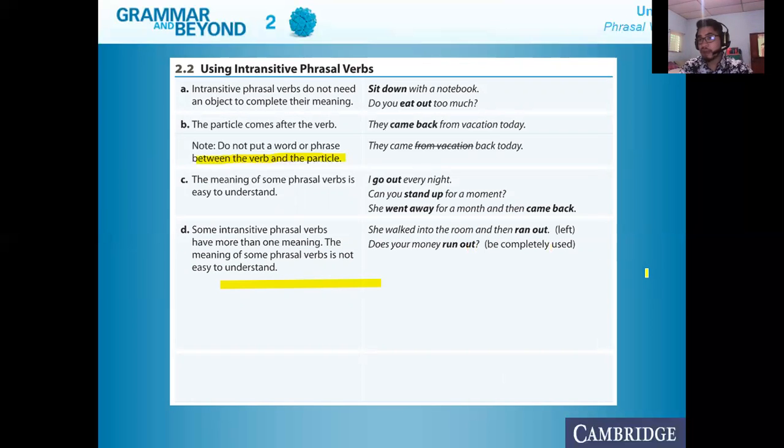"Does your money run out?" Be completely used. So that means that run out is finishing, ending, that you don't have any more. So you see that depending on the context, if we apply the same logic of the first sentence to this one, it is not going to make sense. Does your money run away? Does your money leave you? No, it doesn't make any sense. But we can say run out, that is ending, that is finishing, and it makes perfect sense.